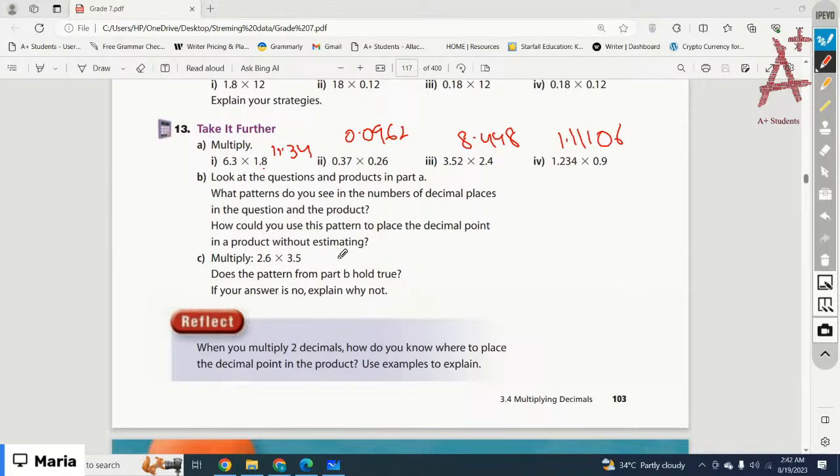Okay, 2.6 times 3.5 is 9.1, right? You can write 9.10. Here you have two decimal places, right? Does the pattern from part B hold true? If your answer is no, explain why. The rule is applicable, right? But the calculator usually doesn't show this zero. It would be 9.10, right? Okay, we are done with 3.4 also. We'll do 3.5 in the next session.